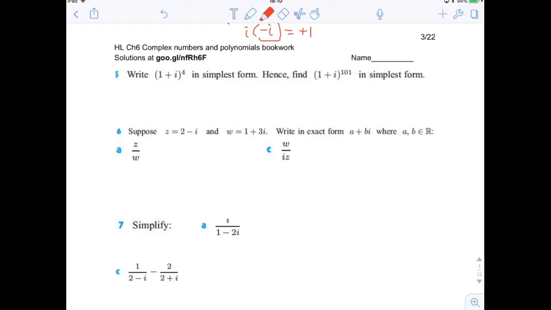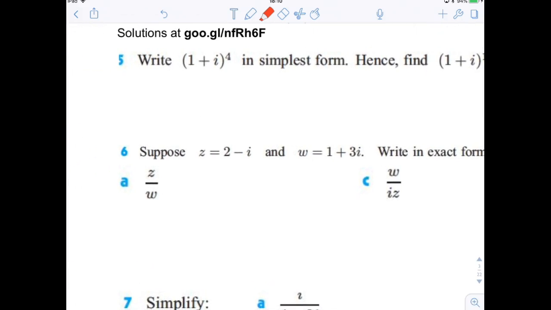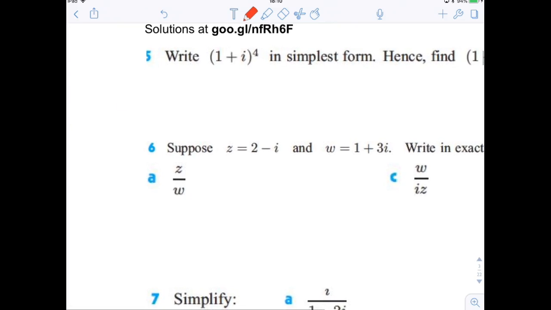Page 3 of Complex Numbers and Polynomials for HL Chapter 6. Write (1 + i)^4 in simplest form, hence find (1 + i)^101 in simplest form. Let's take (1 + i)^4. This could be written as a binomial expansion. So you could put 1, 4, 6, 4, 1.